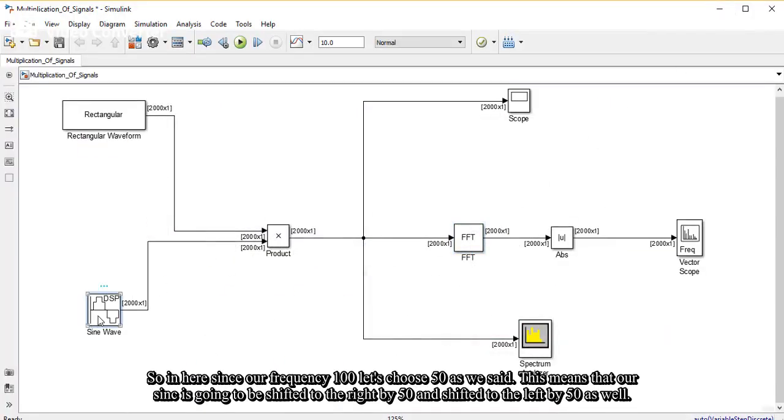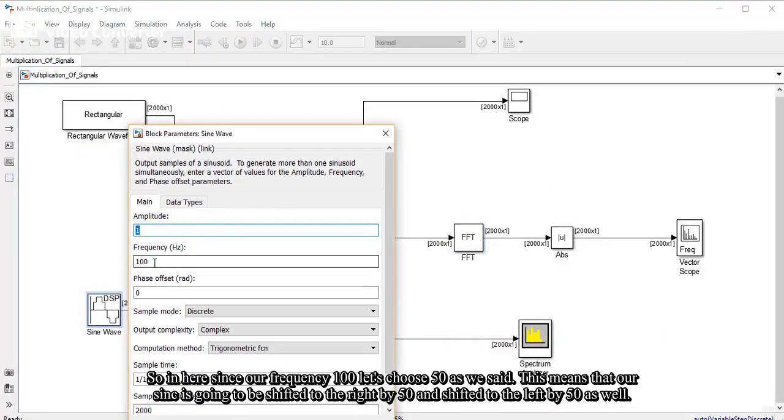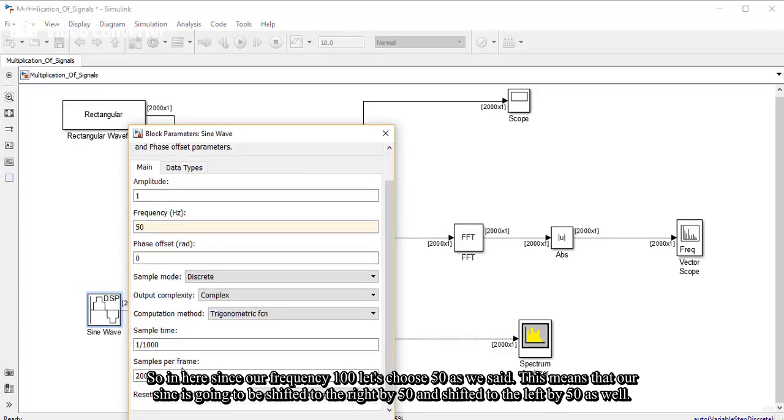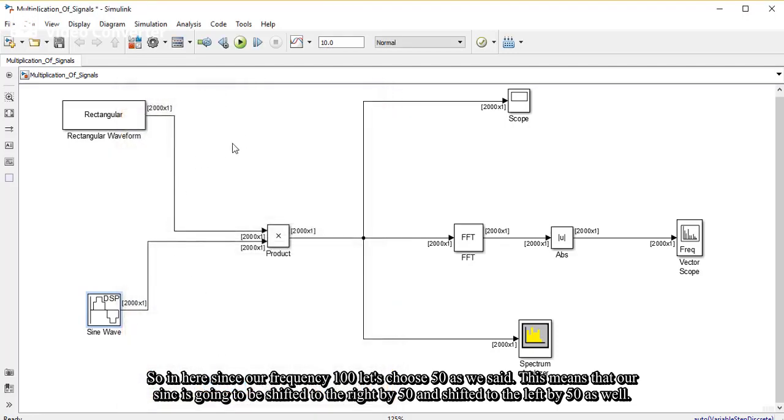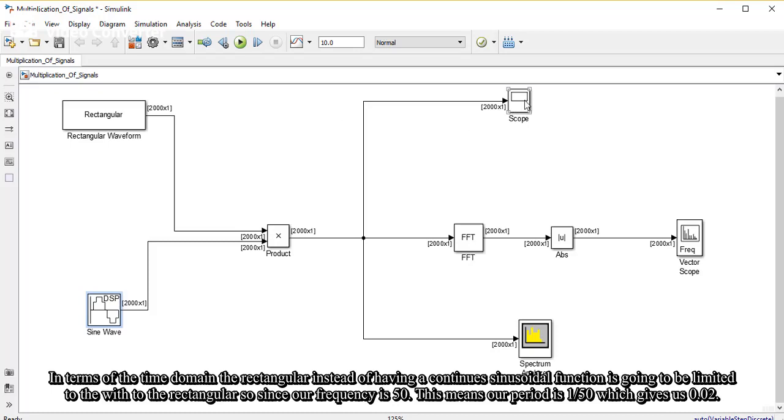So in here, since our frequency is 100, for example, let's choose 50 as we said. This means that our sinc is going to be shifted to the right by 50 and shifted to the left by 50 as well. In terms of the time domain, the rectangular, instead of having a continuous sinusoidal function, is going to be limited to the width of the rectangular.